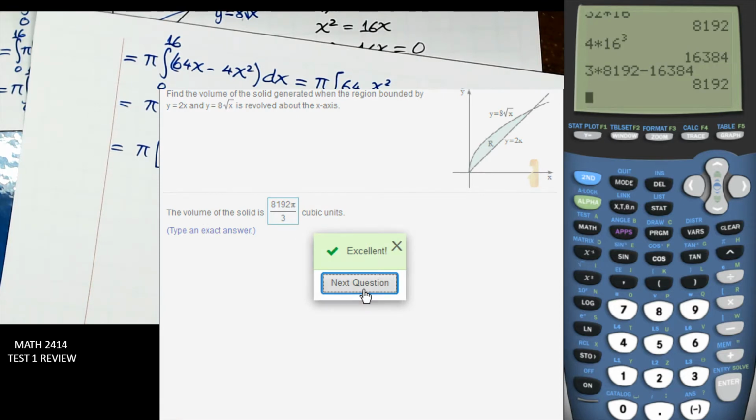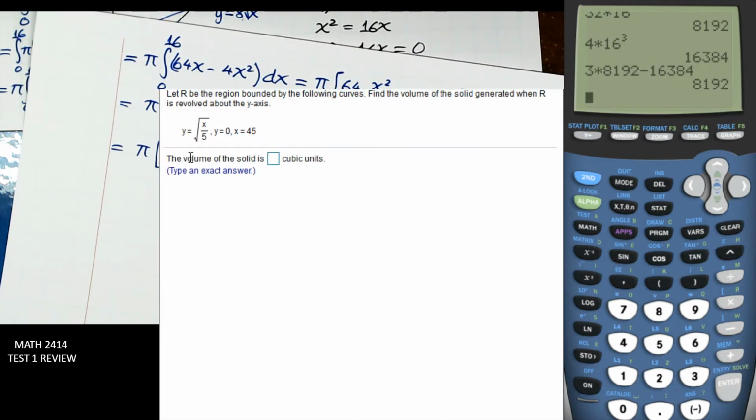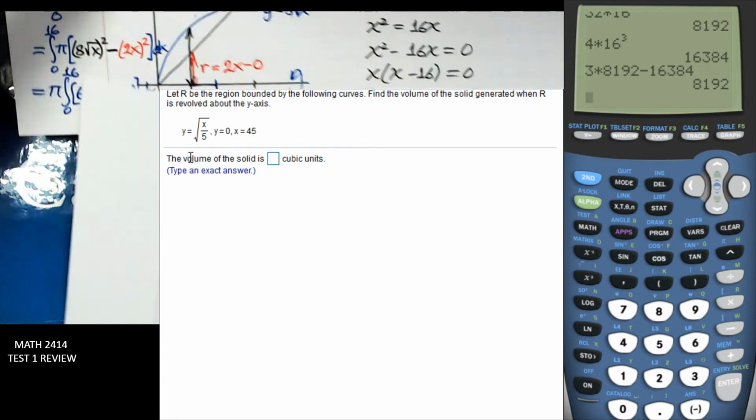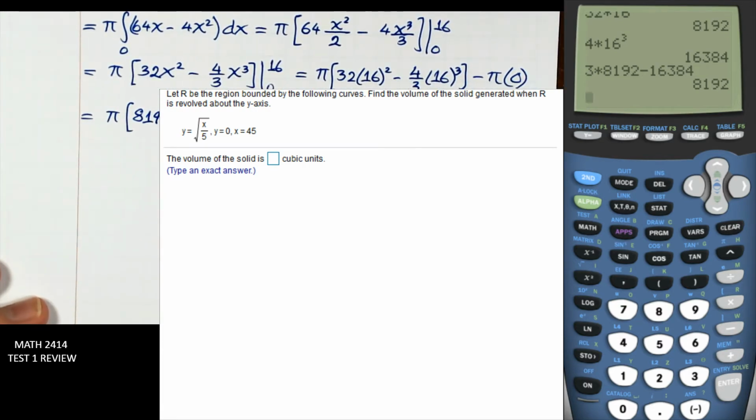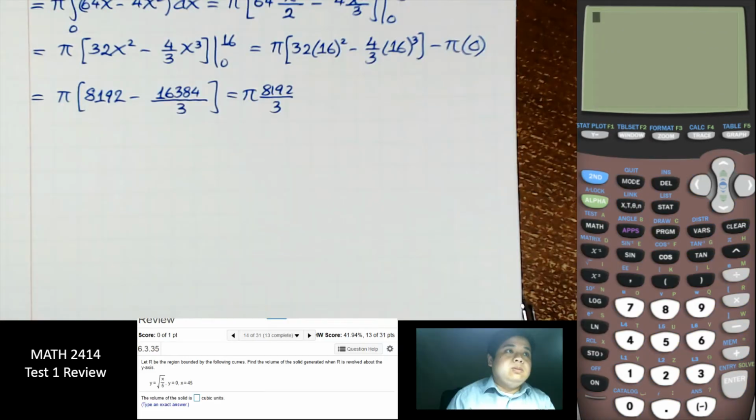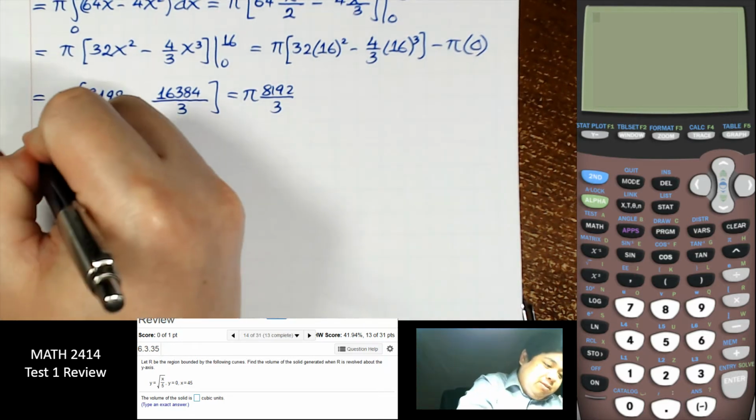Right. I have to restart the computer. Maybe it will go faster. Right. We continue. Number 14.